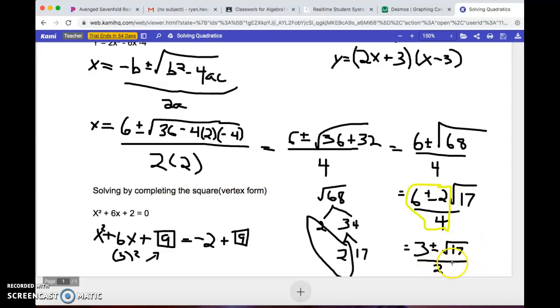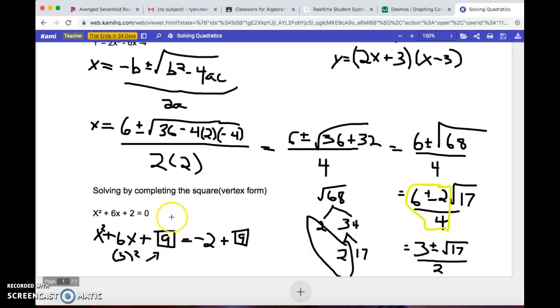And if you did need a decimal answer, plug this into your calculator. Remember, do 3 plus radical 17, hit enter, divide by 2, and you'll get a decimal. Then do 3 minus radical 17, get that decimal, then divide by 2. All right, so this is exact, but get decimals if you need.